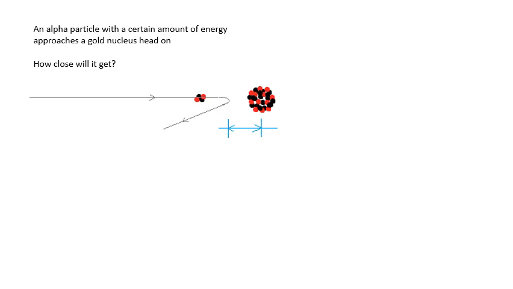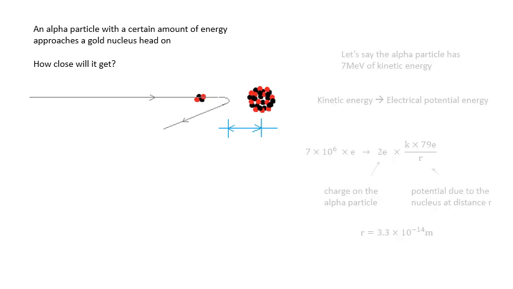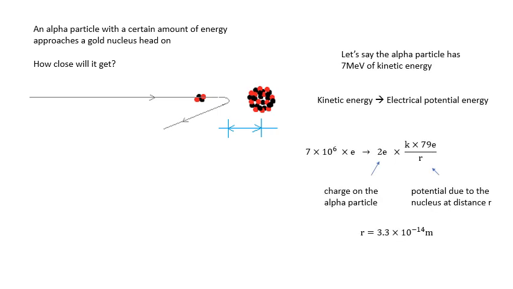And we can actually work it out. You need to be able to do this calculation, so learn this if you don't know it. So let's say that the alpha particle has 7 mega electron volts, for example, of kinetic energy. Now what's going to happen is that its kinetic energy will be transferred into electrical potential energy. So it will come screaming along and it will slow down and it will stop and then it will accelerate as it moves away. So as it approaches the nucleus, its kinetic energy is transferred into electrical potential energy.